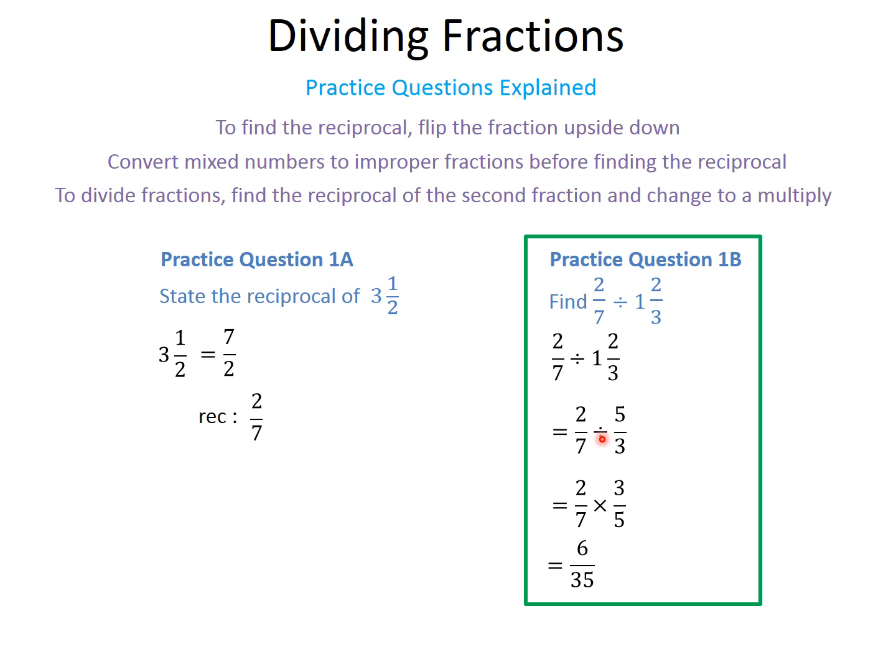And then the divide gets to turn into a times. And at the same time, the second fraction flips upside down. And then I've got 2 times 3 on top, 7 times 5 on the bottom. And so I end up with 6 over 35.